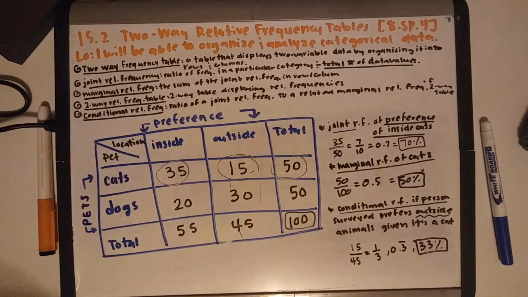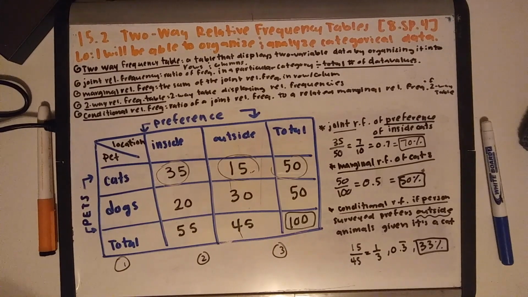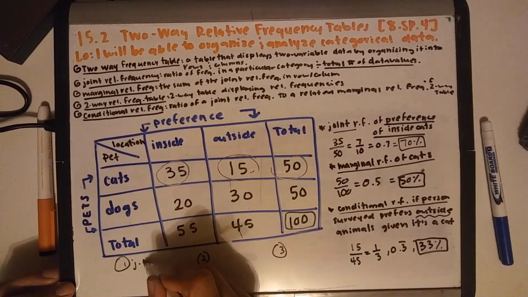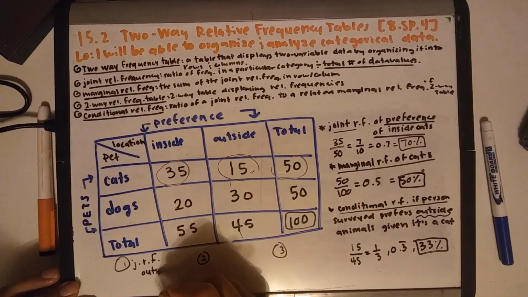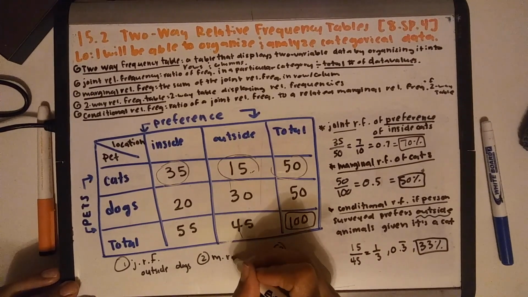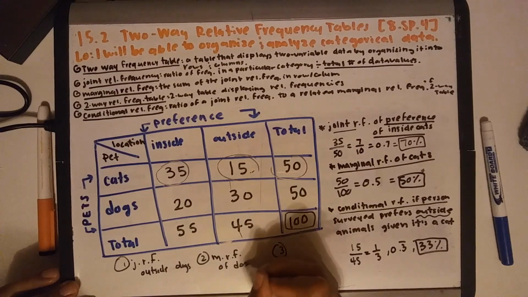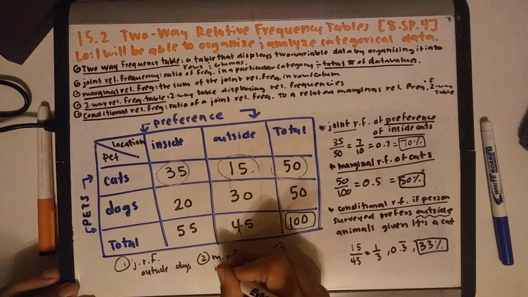Okay, let me give you just a few to practice on this table right here. The first one, I want you to give me the joint relative frequency of preference of outside dogs. Number 2, give me the marginal relative frequency of dogs. That's an easy one, huh? Let's do marginal relative frequency of inside pets.